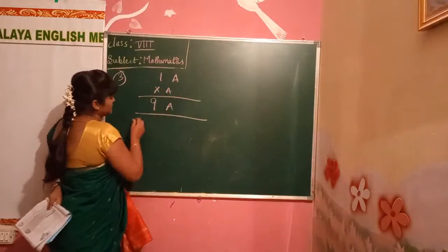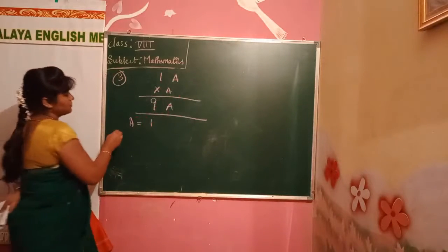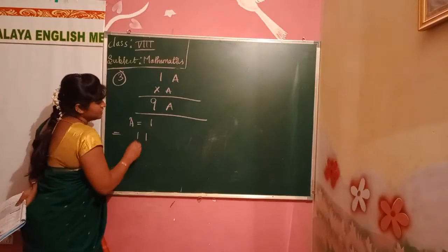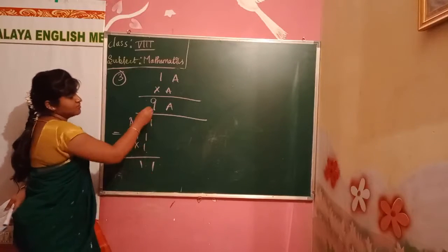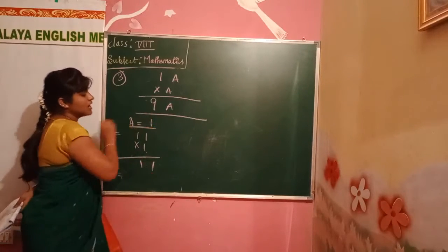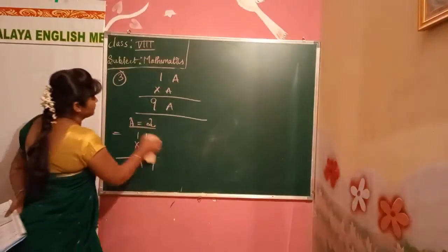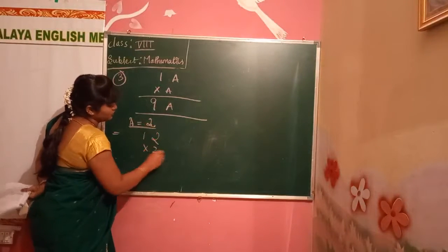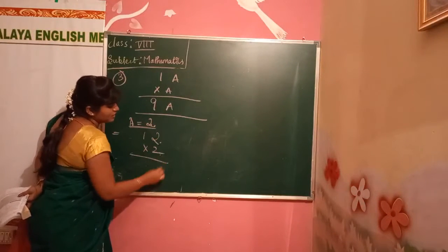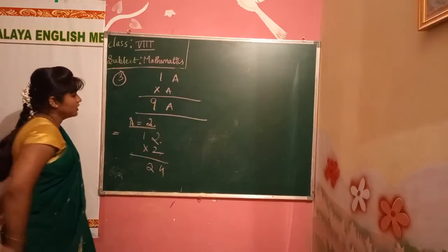We'll try. Start trying. A is equals to 1. Okay. 1 into 1. 1 ones are 1. 1 ones are 1. But here we have 9, so 1 won't work. Change it to 2. Now 1 2 into 2. 2 ones are 2, 2 twos are 4. 2 ones are 2. No, that doesn't work.